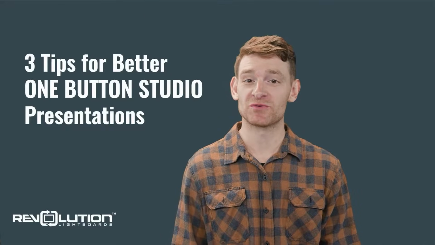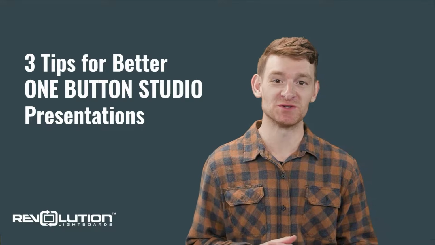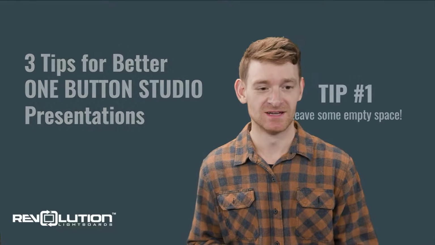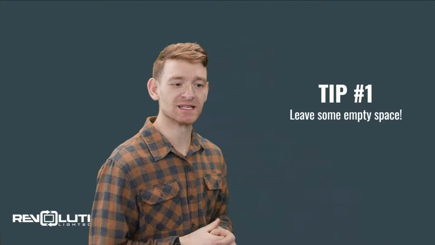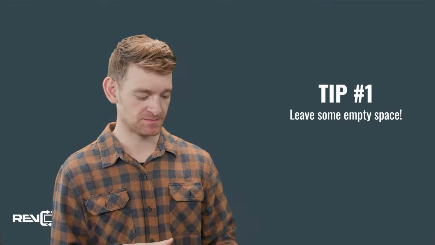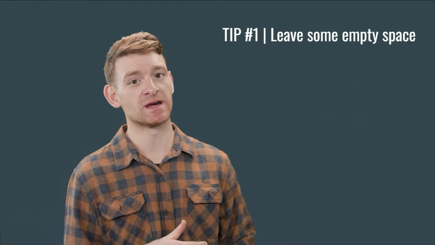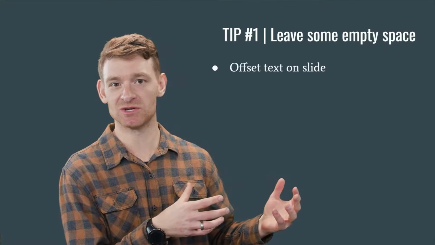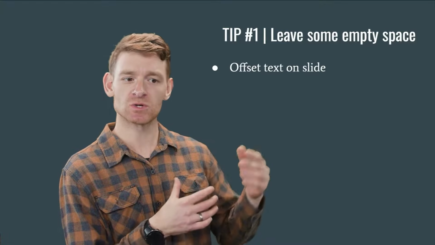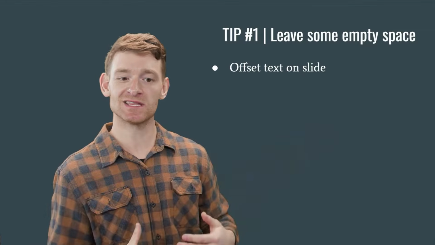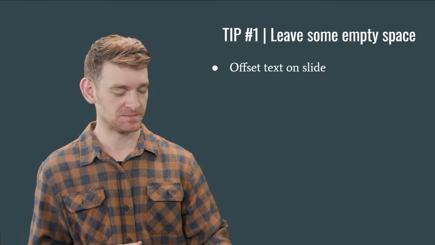Let's talk about 3 tips for better One-Button Studio presentations. To start us off, tip number 1, leave some empty space. You've spent a considerable amount of time creating this slideshow, adding this text, so offset it to one side on the slide, so then that way you don't cover it up.